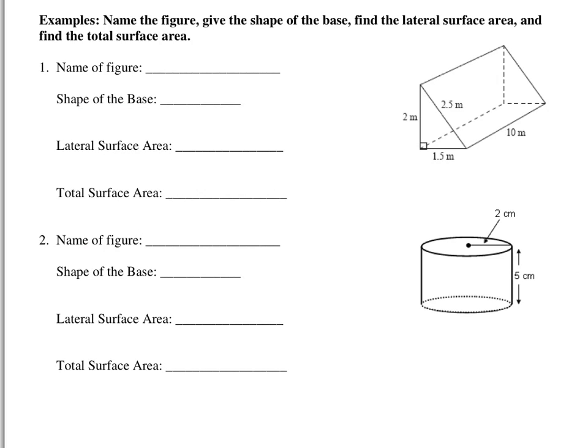So what you need to focus on is that it's going to be set up the same way on your worksheets when you do this in class. You're going to have to first name the figure, the shape of the base, and then find the lateral surface area separate from the total surface area so you can see how they relate to each other. So we've got one of each of them.